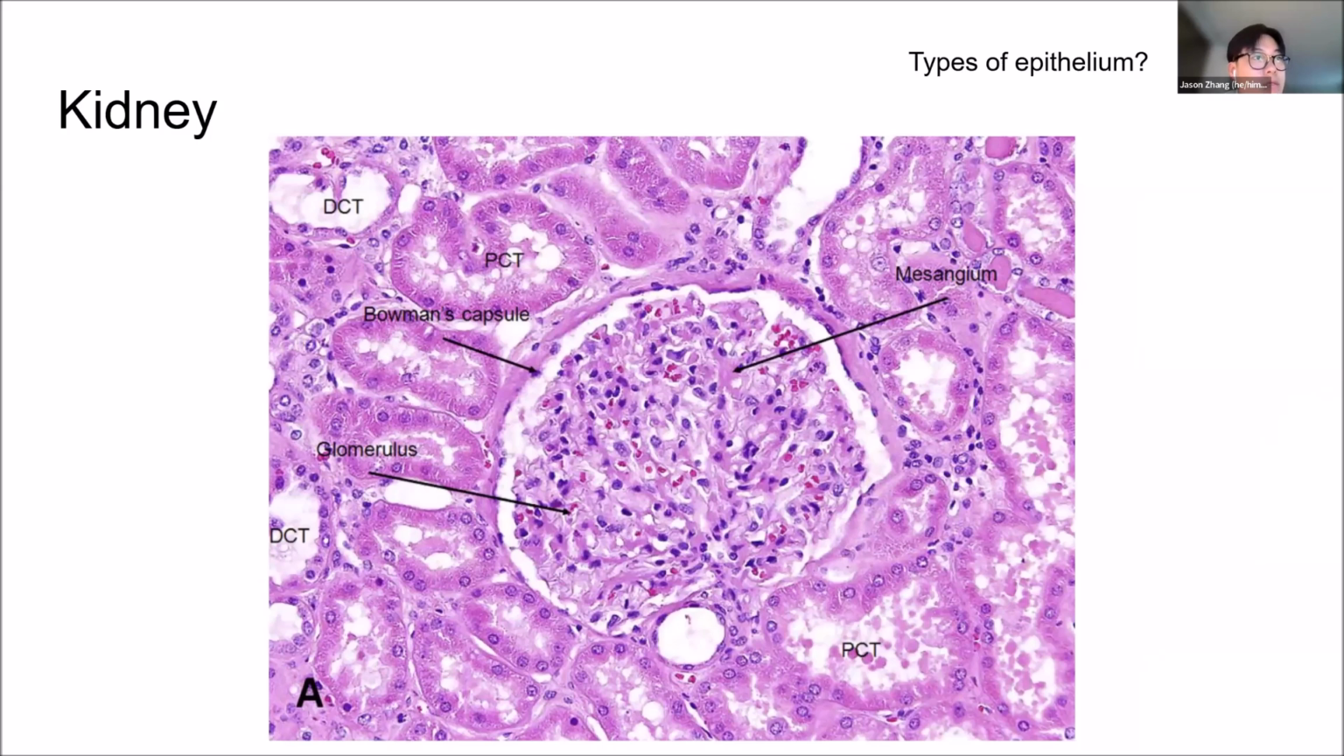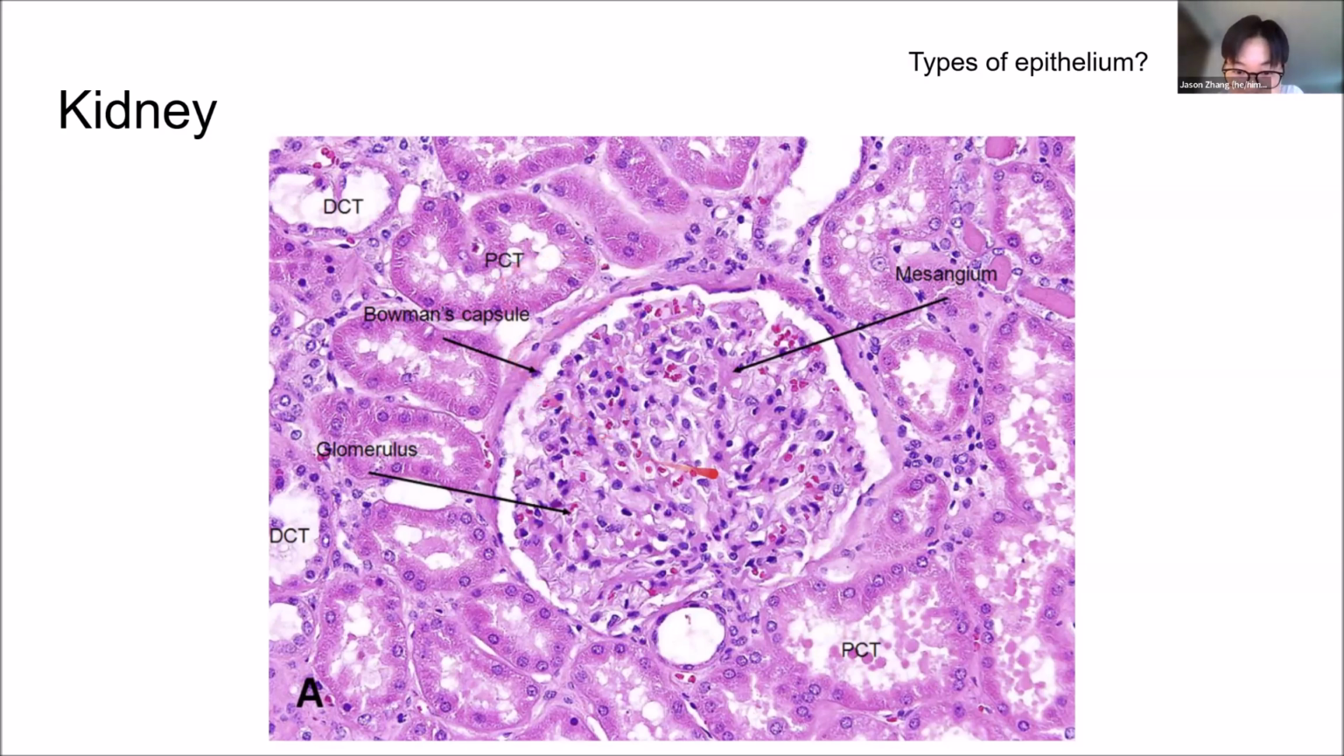And for the kidney, let's see. Okay. Someone tell me what type of epithelium the PCT is made of? Proximal tubule. Okay, so yeah, PCT is cuboidal. Sometimes it would have a brush border, so we see some microvilli. And then the loop of Henle will have simple squamous epithelium.